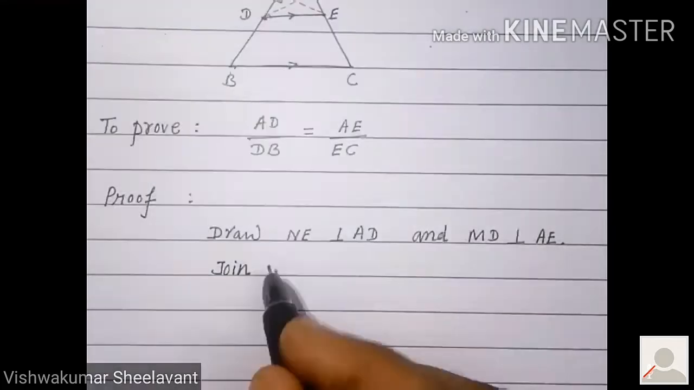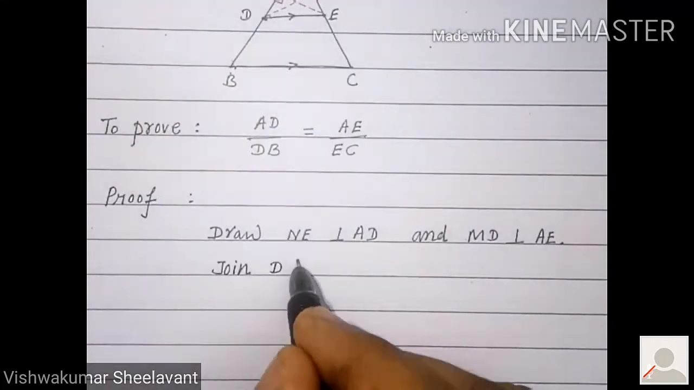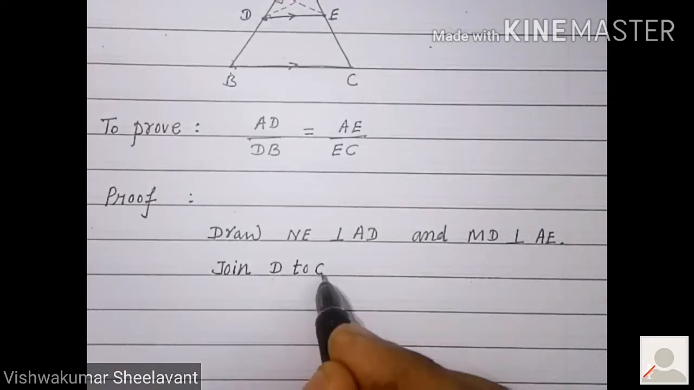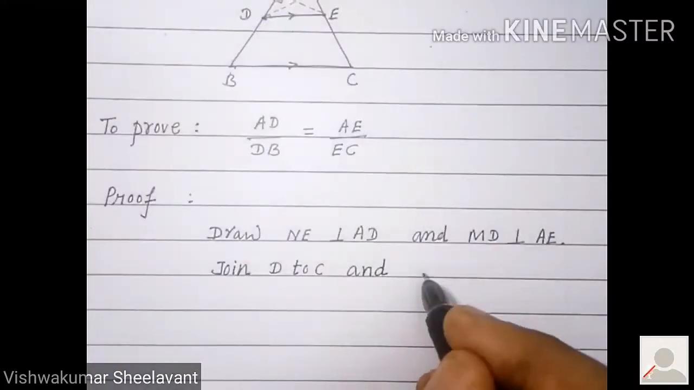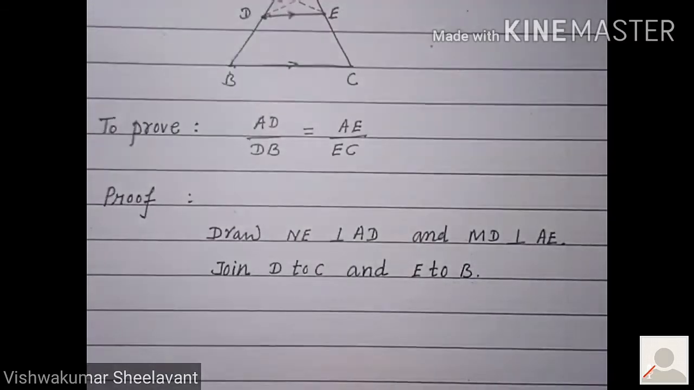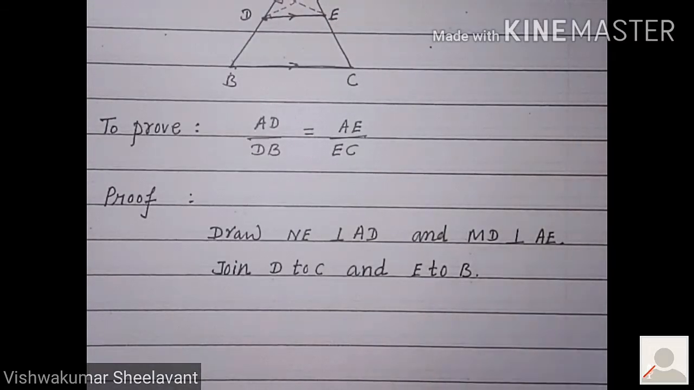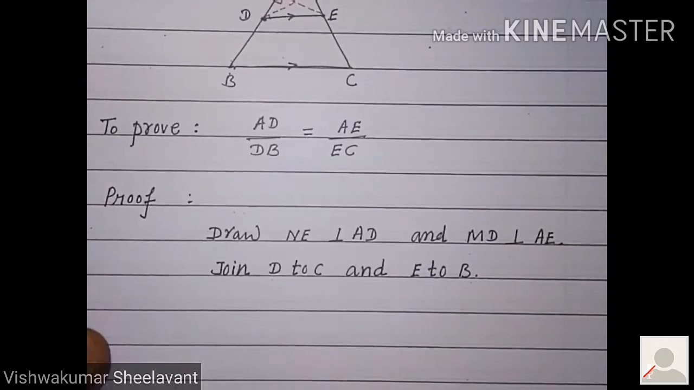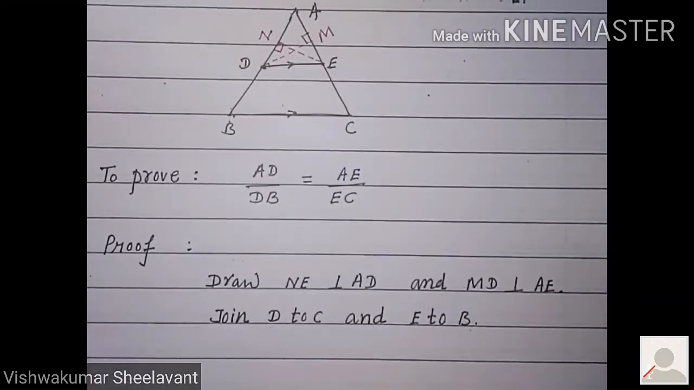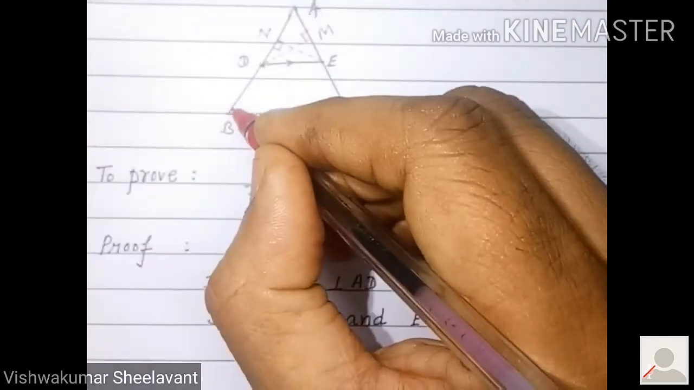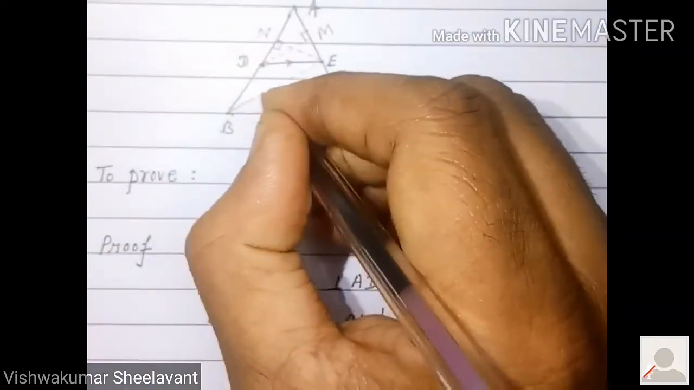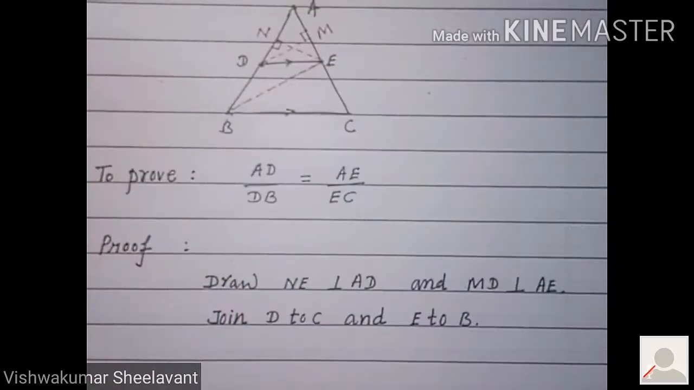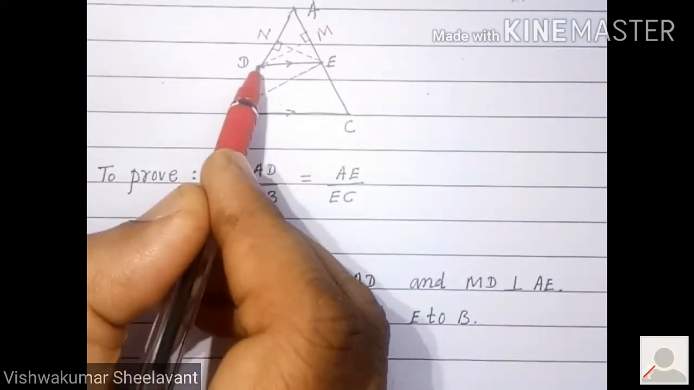Join D to C and E to B. E to B I will join. And then D to C also I will join like this.